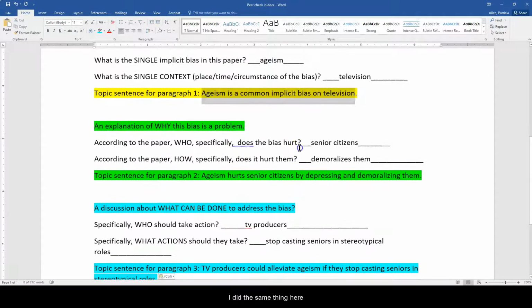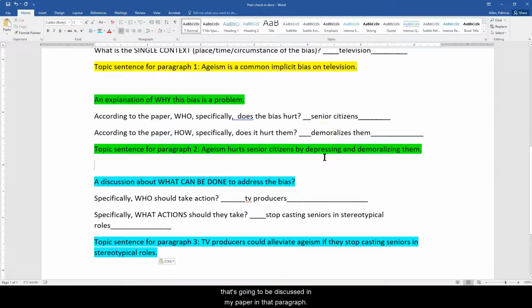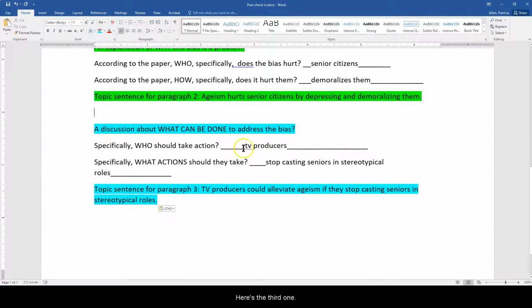I did the same thing here. In this paragraph that's about why the bias is a problem, well, who's hurt? Senior citizens. How are they hurt? They're demoralized. So now I have in this sentence here, ageism hurts senior citizens by depressing and demoralizing them. So I combine these ideas together into one sentence that's going to be discussed in my paper, in that paragraph.